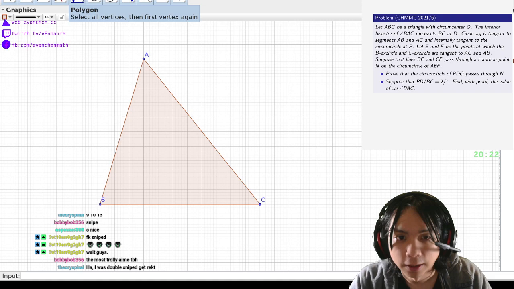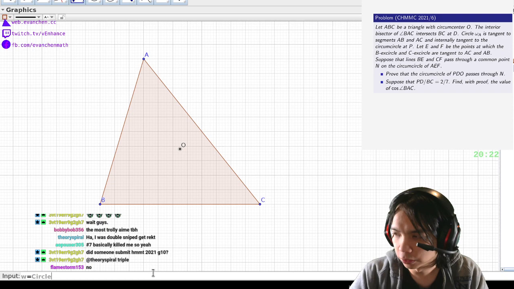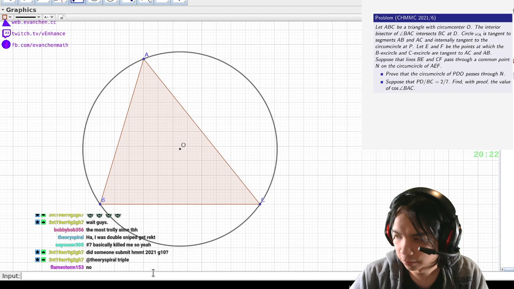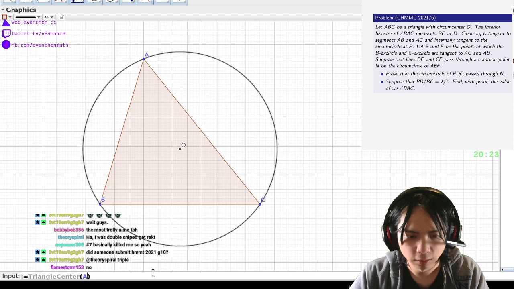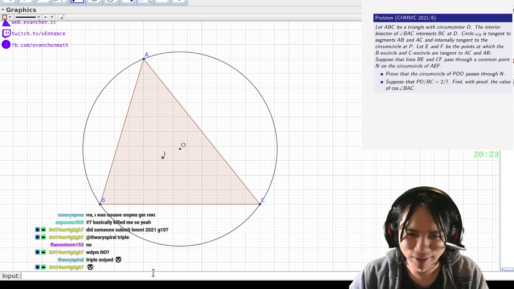And let's draw on all the triangle centers. So O is going to be the circumcenter. We'll draw the circumcircle now. And let's see, I is the incenter. So then there's the mixtilinear incircle, which is really annoying to draw. What do I call them? Let's call them X and Y.